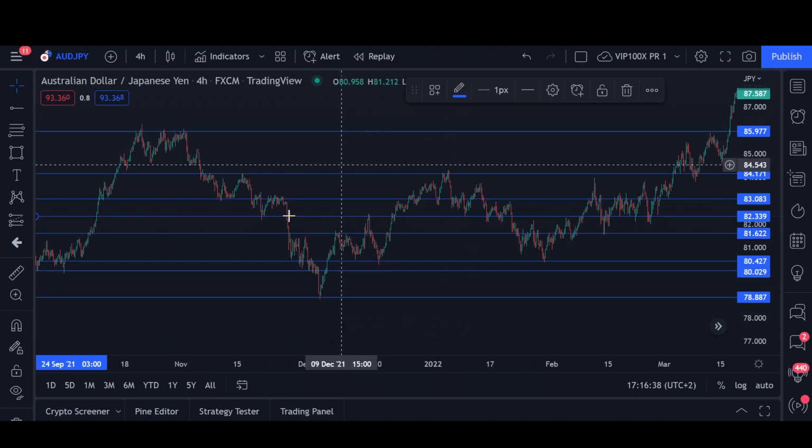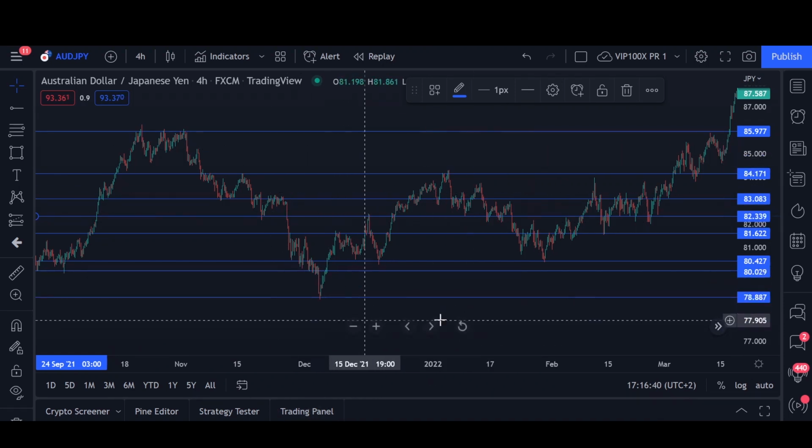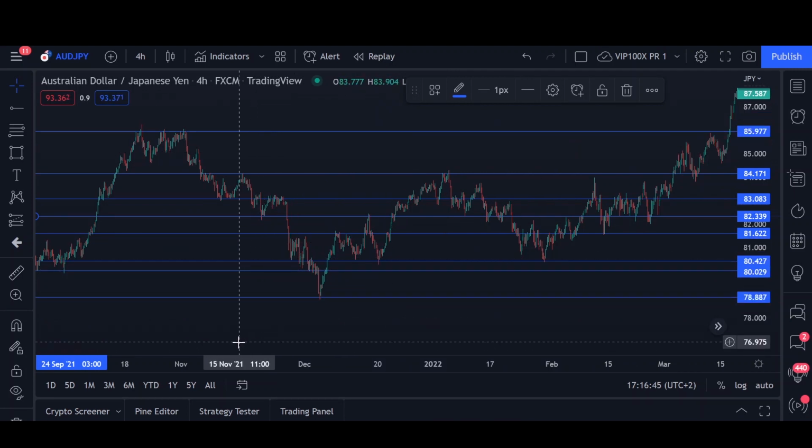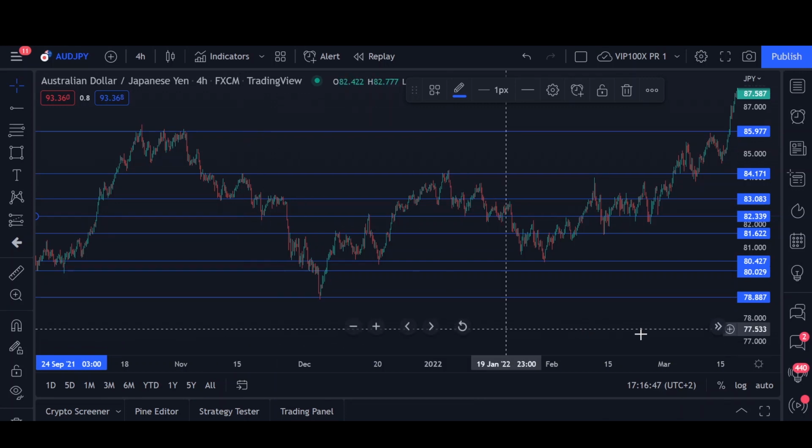Do you really draw supports and resistances like this? Honestly, there are better ways to do it. This is a bit messy and it's really difficult to trade well in a chart like this.